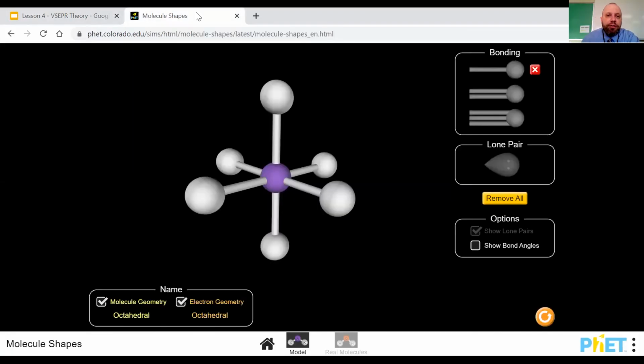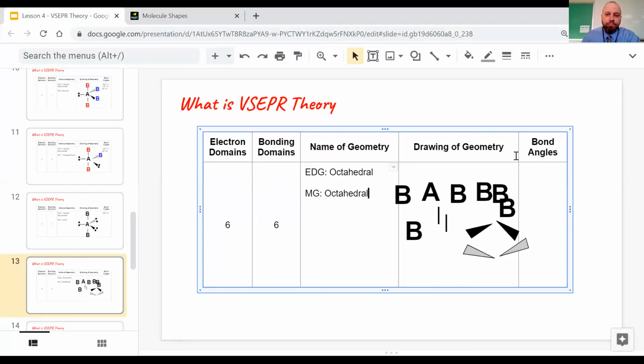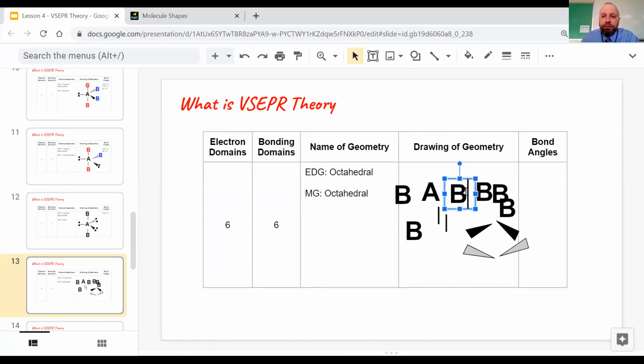So just to take a look at what this looks like. We have one atom pointing up, we have one atom pointing down, we have 1, 2, 3, 4 atoms that are coplanar here. So these 4 are coplanar. Notice that we have a ton of 90-degree bond angles. In fact, we have 12 of them: the top with each of the 4 in the middle, the bottom with each of the 4 in the middle, and then 4 more for each of the 4 with each other. So I will go ahead and make my drawing of the geometry.